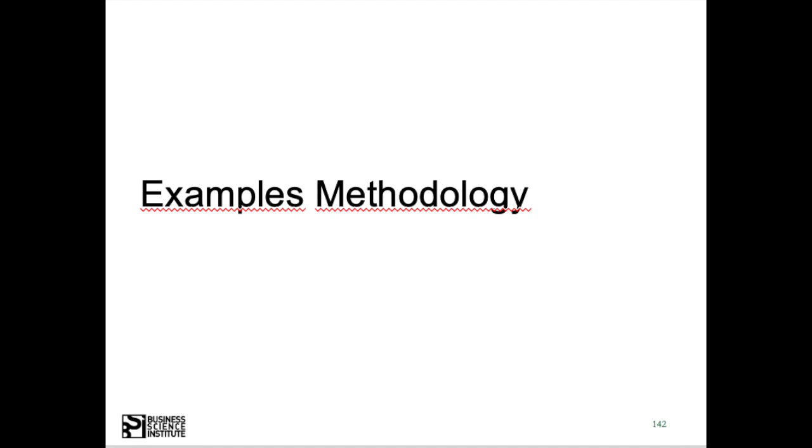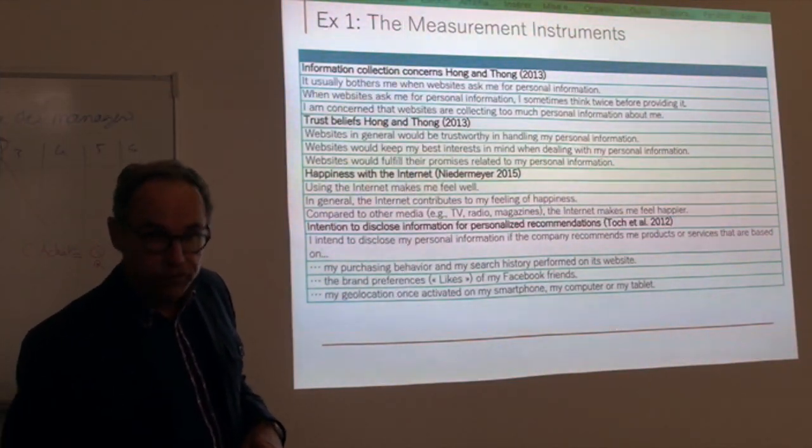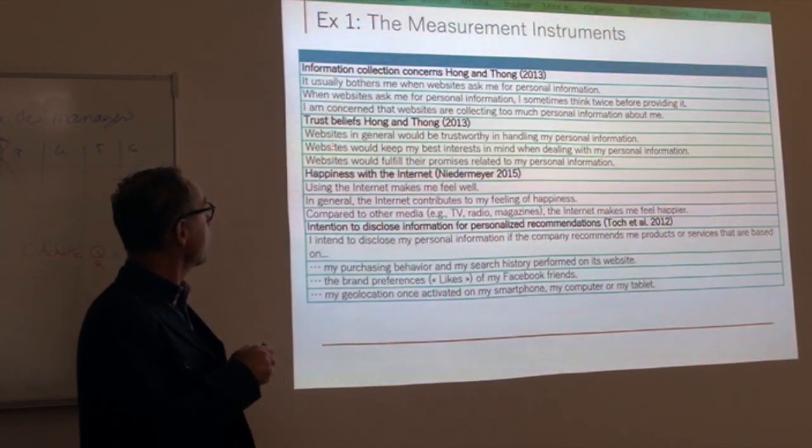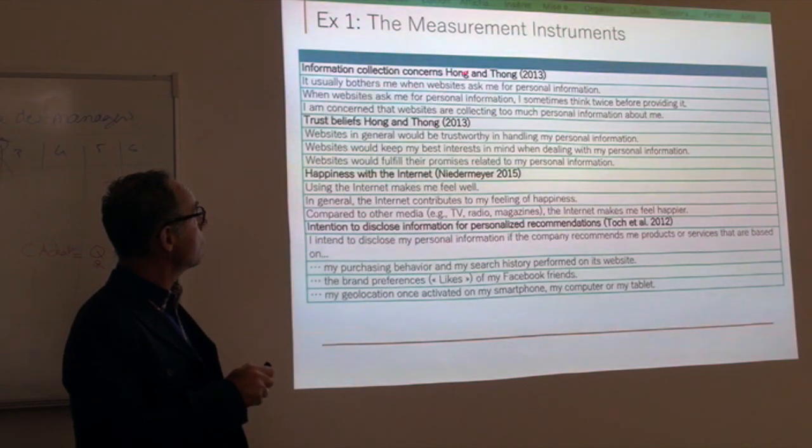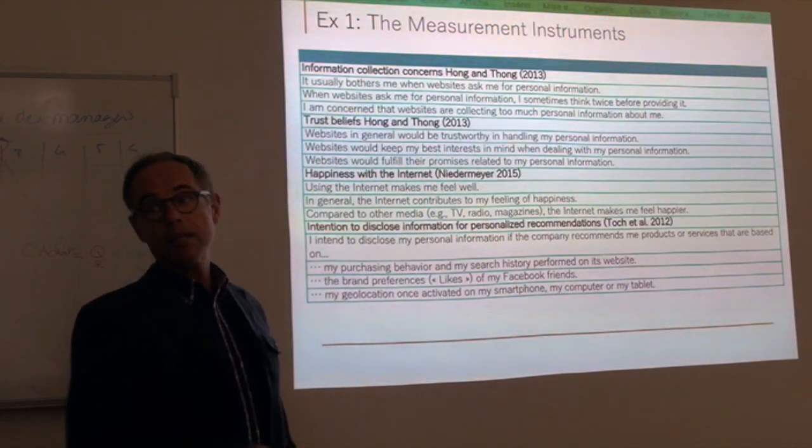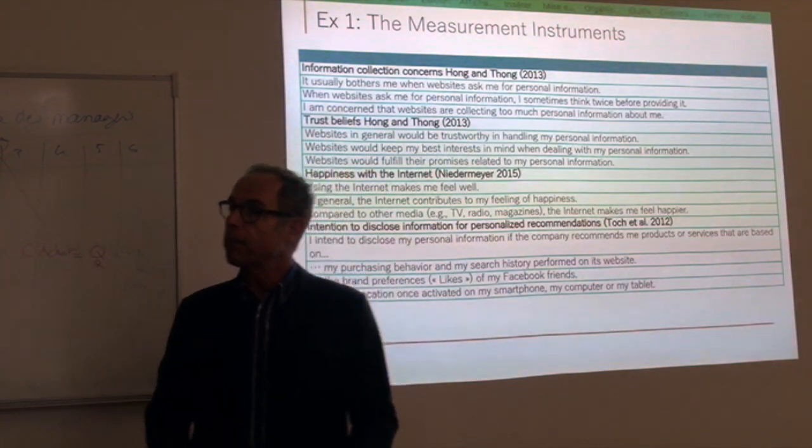So let's see some examples about the methodology used. Once you have found the scales, you have to put in a table, summarizing the scales with the items, and cite the scale's origin, information collection concerns, for example, Hong Kong. You have to adapt the items clearly, because they're coming from other contexts.